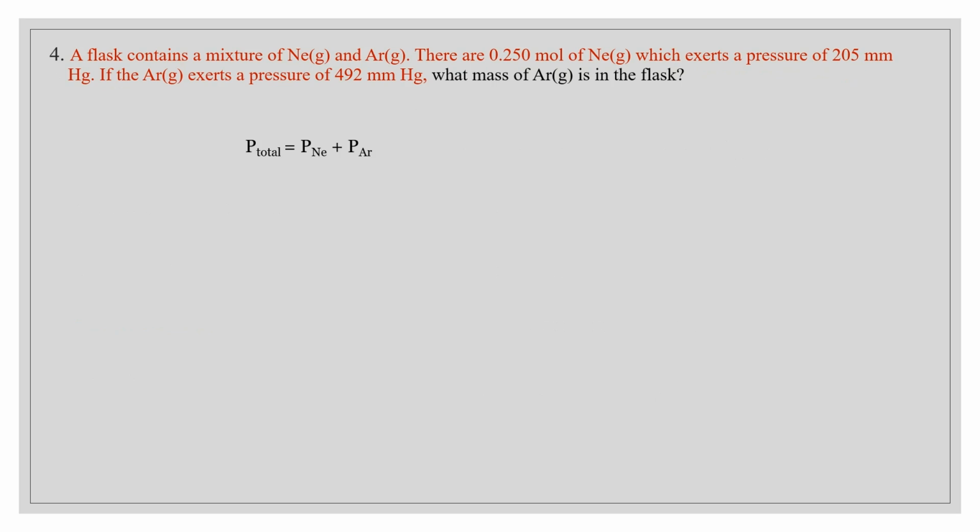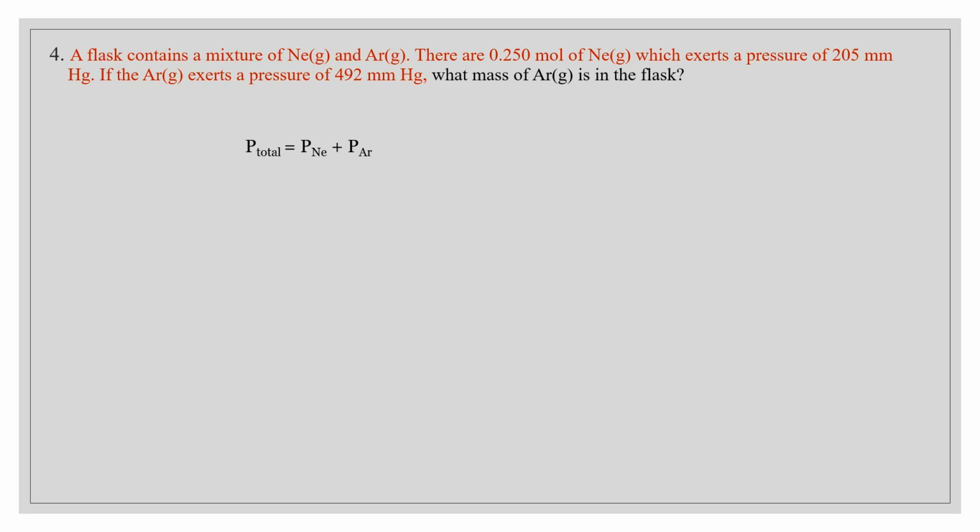Let's go to question number 4. A flask contains a mixture of neon and argon. There are 0.25 moles of neon which exert a pressure of 205 millimeters of mercury. If the argon gas exerts a pressure of 492 mmHg, what mass of argon is in the flask?